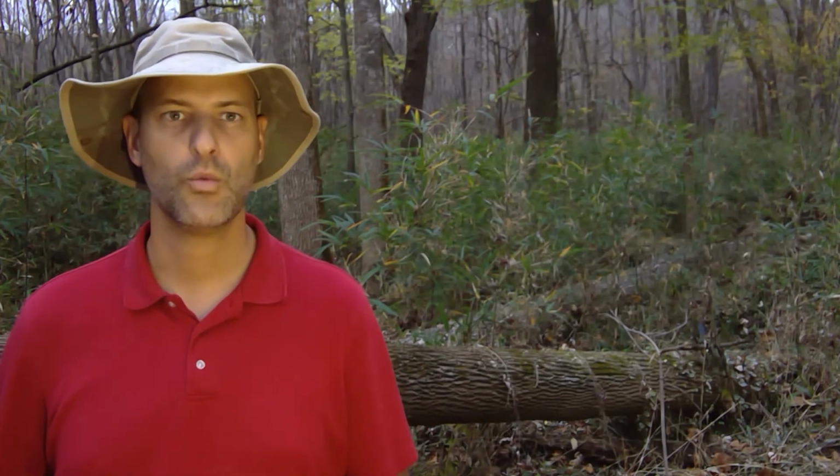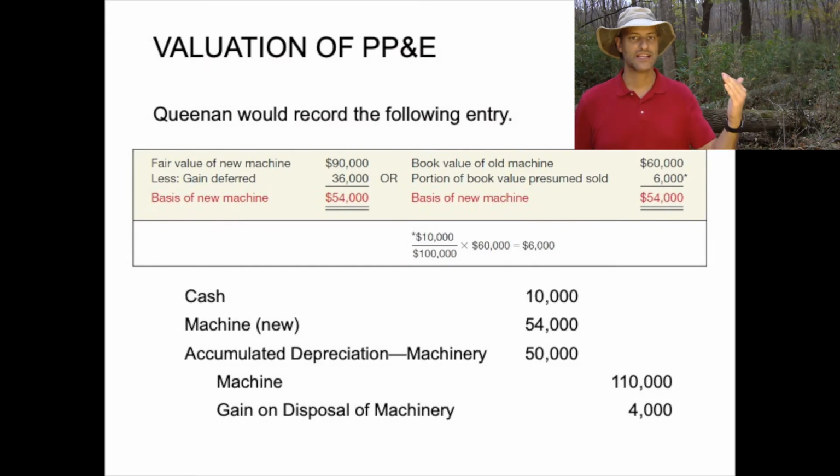So if we were to record that, we're going to record cash of $10,000 because we got cash. The new machine comes on our books at $54,000. Now, that's not the full value of the new machine, again, because we didn't get to recognize the full gain. And that gain is going to go against the value of the new machine on the books. We have to get rid of the old machine's depreciation, which was $50,000, get the old machine off the books, which was $110,000, and we get to recognize, as we said, $4,000 worth of that gain.